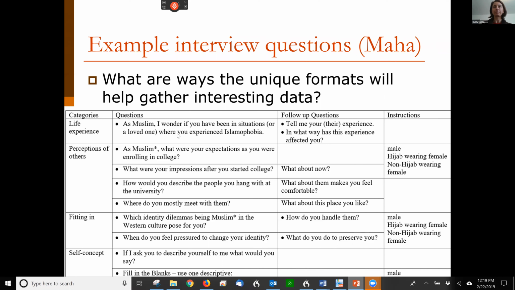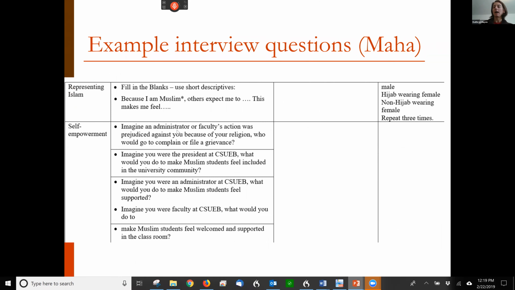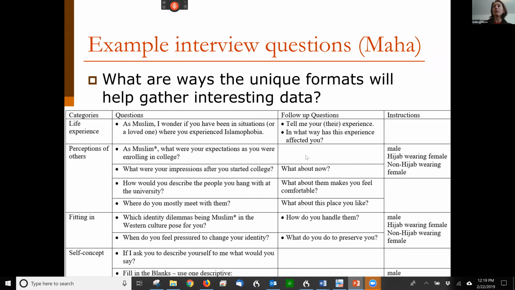All right, now, you can see here that she also has a separate row where she has follow-up questions. So these are kind of probes. And there are these things on the side that say instructions, where she's going to substitute certain words in depending on who she's interviewing. So this is very detailed.